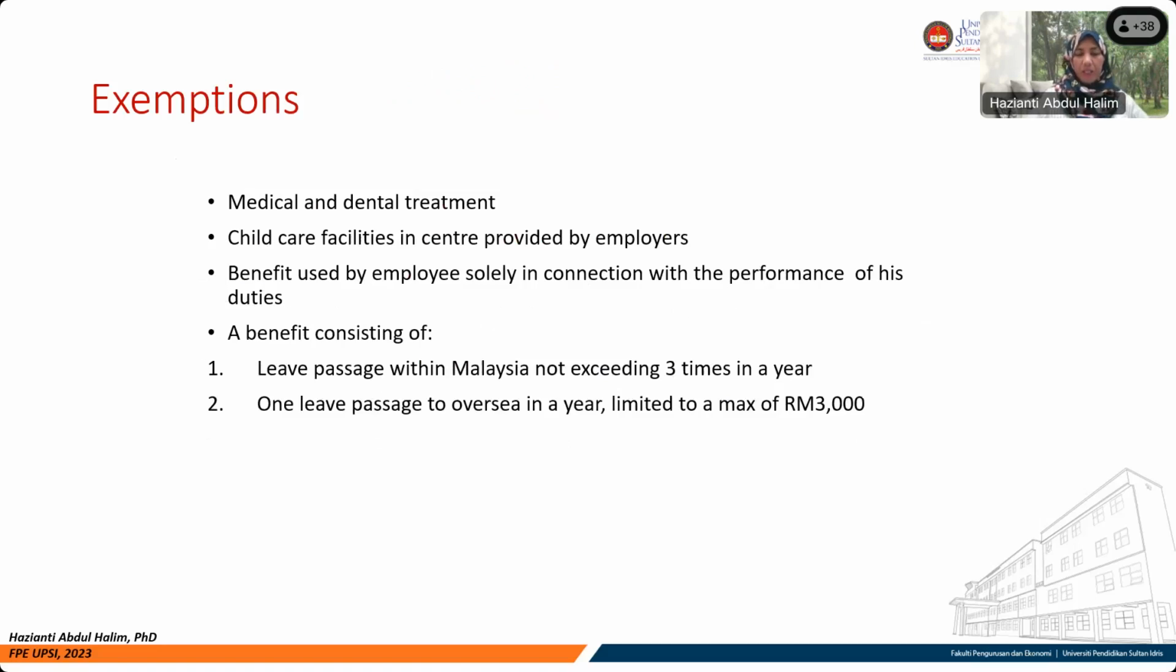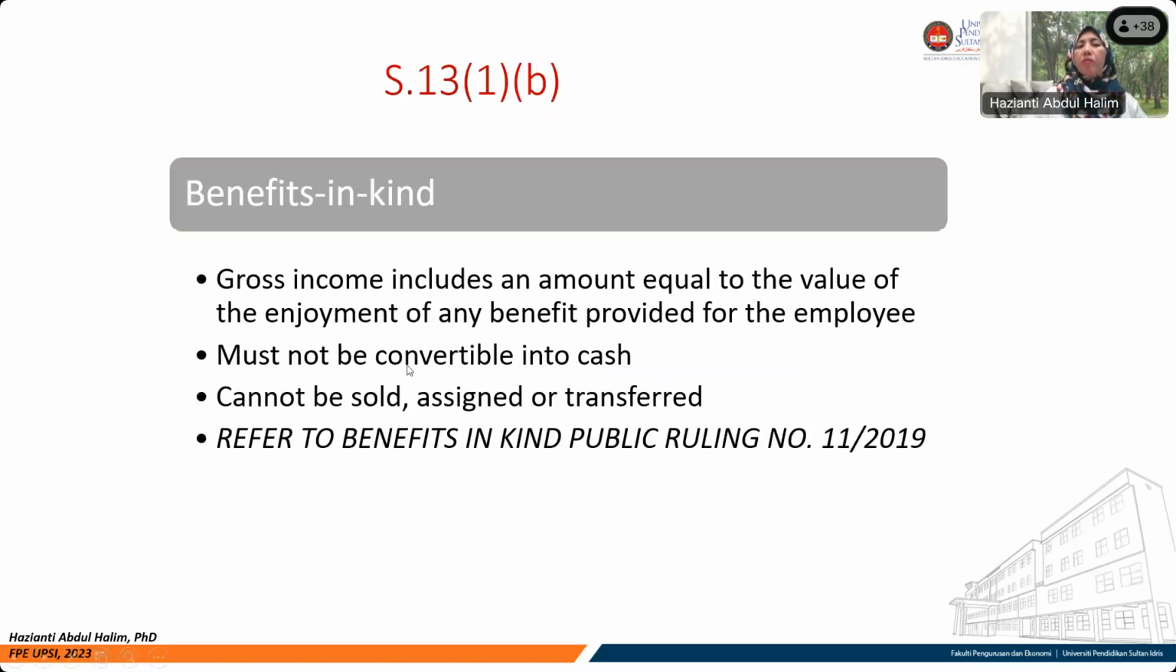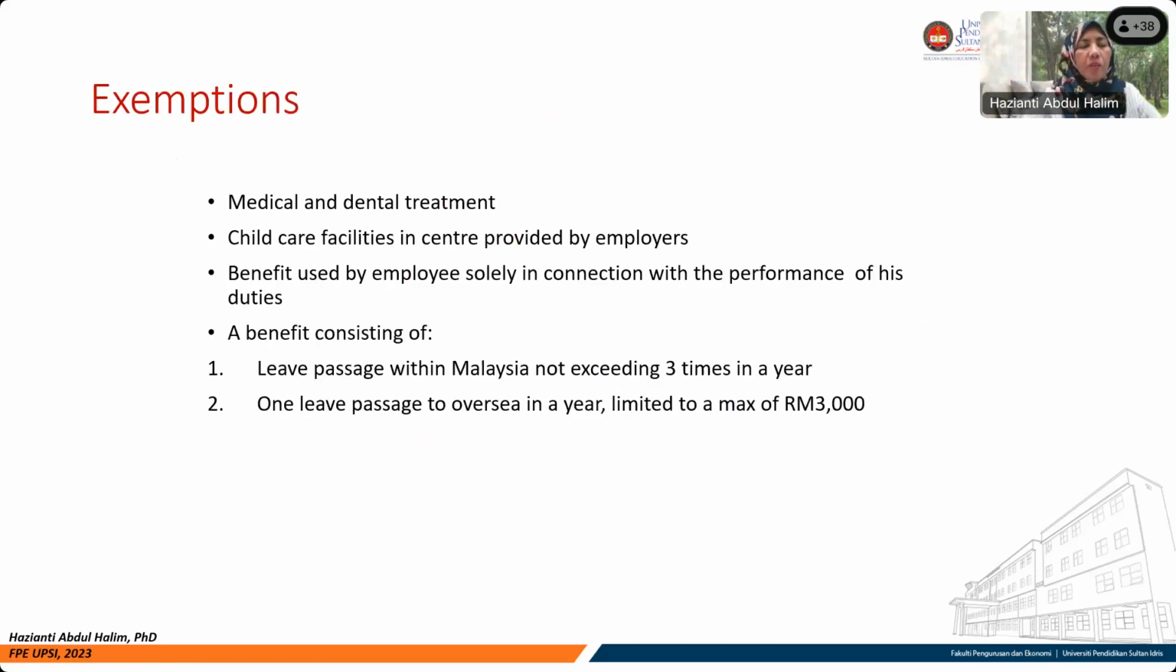Exemption. Remember the benefit in kind must not be convertible into cash. Cannot be sold, assigned, or transferred. If you get a watch, you can sell it. You get money, you can convert it into something else. You get shares, the company gives shares, you can sell the shares. Here, with benefit in kind under section 31B, you can't do anything. You just have to take it. So, what are the exemptions under section 31B?